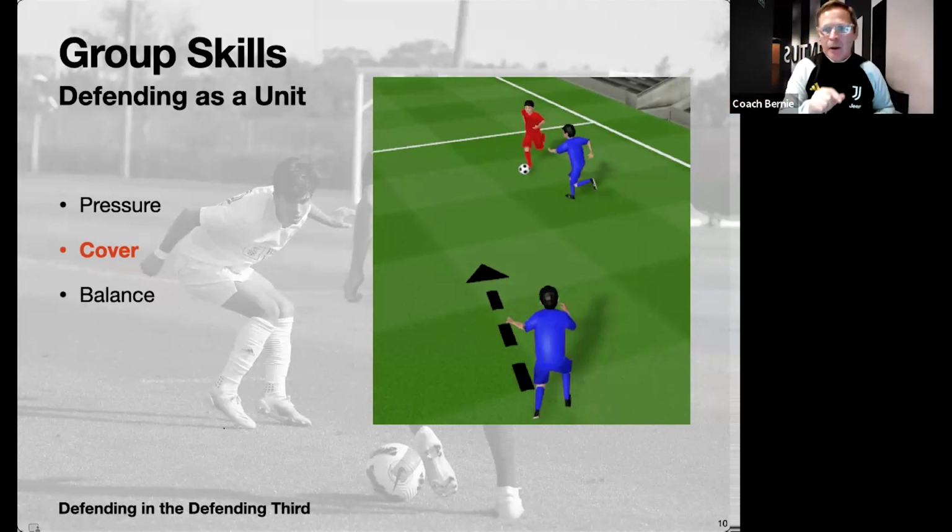So our pressure player has made a decision. Part of the match plan, I'm going to drive them to the middle. I'm going to get them to the center of the park. So he's side on to the left, driving that player to the right. Now, someone talk to me about where the cover player is in relation to the pressure player. What decision did that cover player have to make?